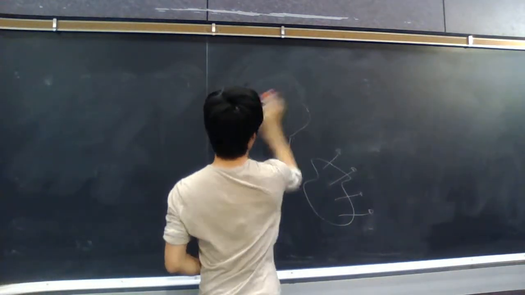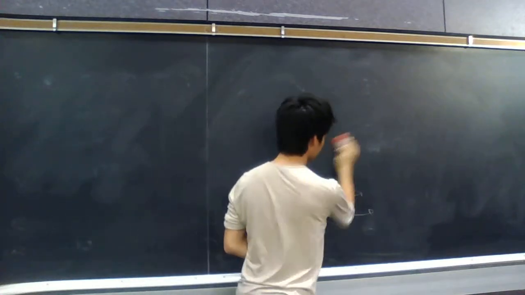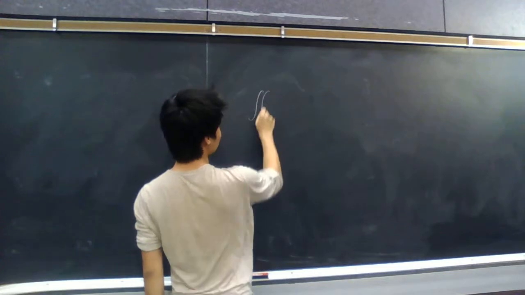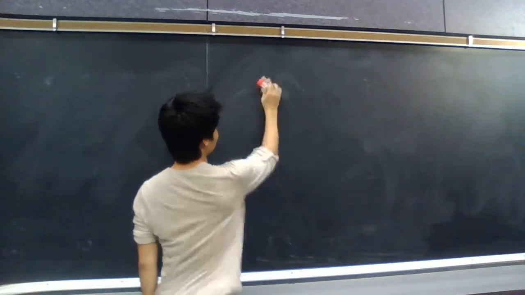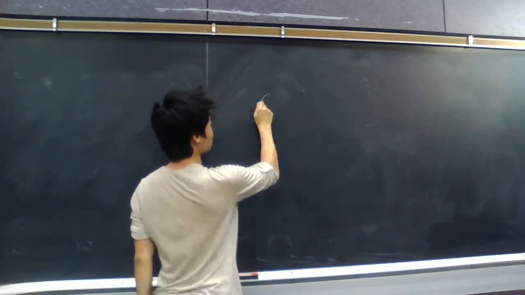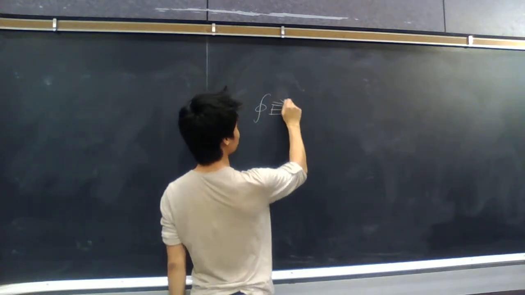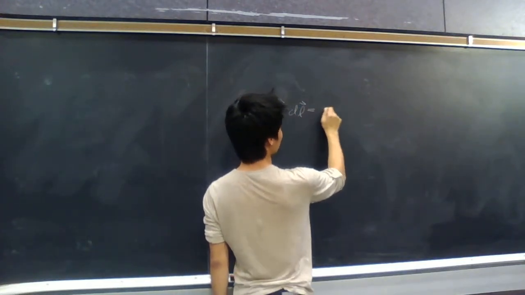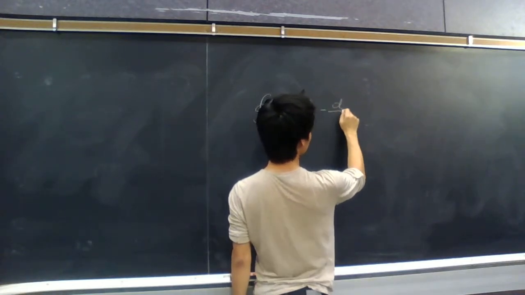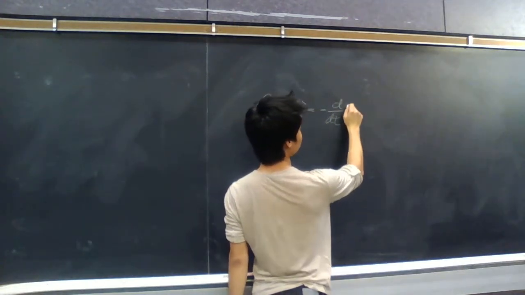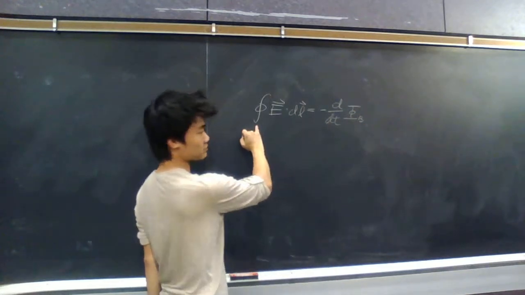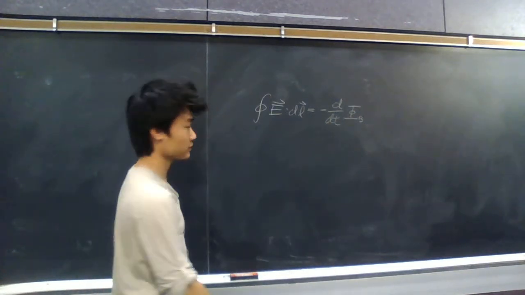So now let's go over a simple example of Faraday's law. First we're going to write it out. The closed line integral of the electric field is equal to the negative rate of change of the magnetic flux through the surface bounded by this curve.